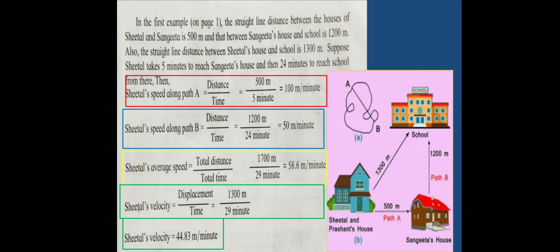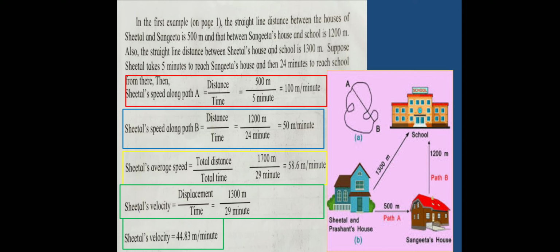Next, Sheetal's average speed. Average speed means total distance covered divided by total time. So the total distance covered is 1200 meter plus 500 meter, which is equal to 1700 meter, divided by the total time, 24 minutes plus 5 minutes, 29 minutes. After calculating this we will get 58.6 meter per minute.